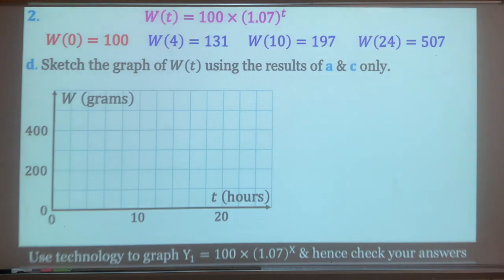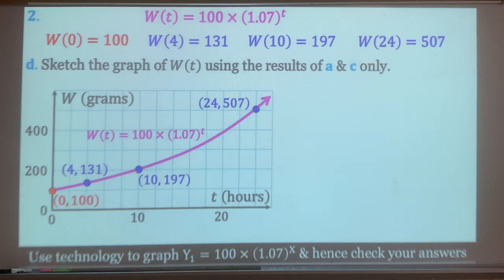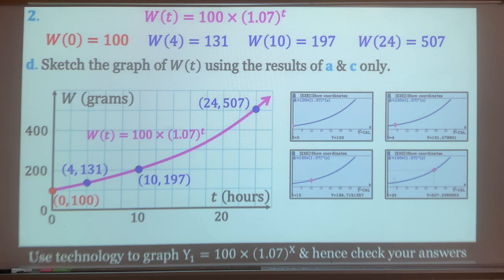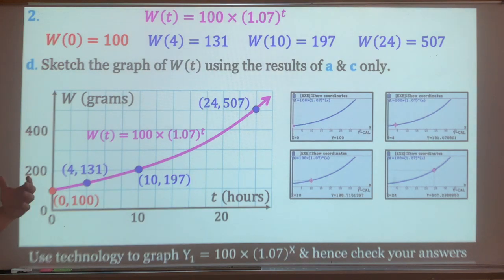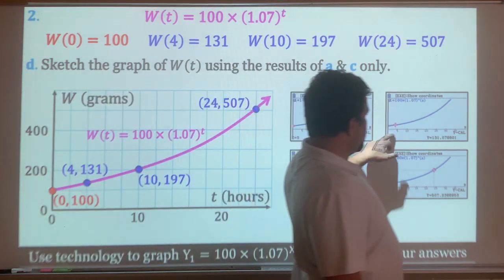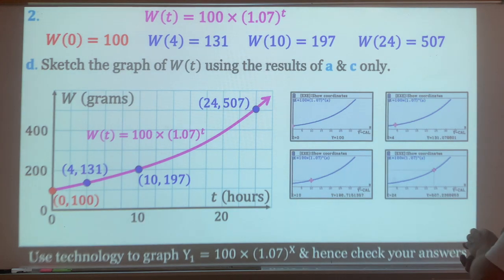What we're going to do now is plot them. Plot W of 0, W of 4, 10, and 24. We're just going to plot and use technology to check. So 0, 100; 4, 131; 10, 197; 24, 507. Connect the graph, and that's approximately what your graph should look like. If you plug this into your calculator, you just plug in 100 times 1.07 caret X, hit the trace button, and run it over to where X equals. You can also use find value if you want.